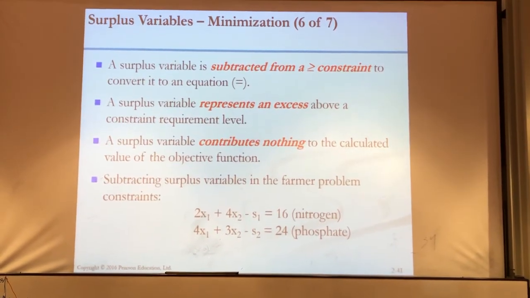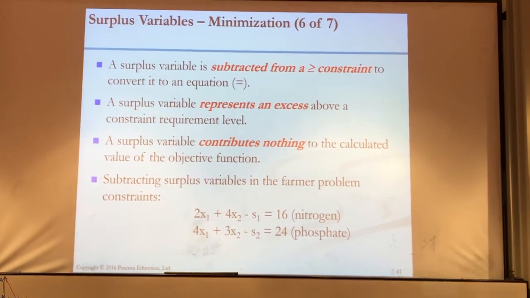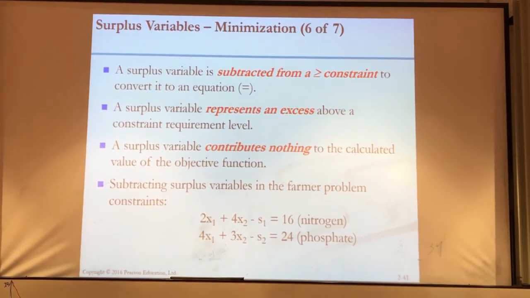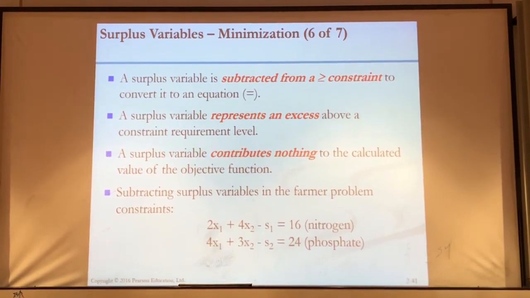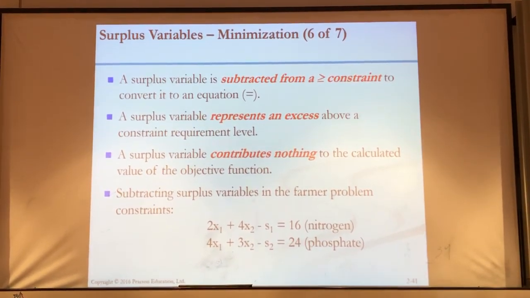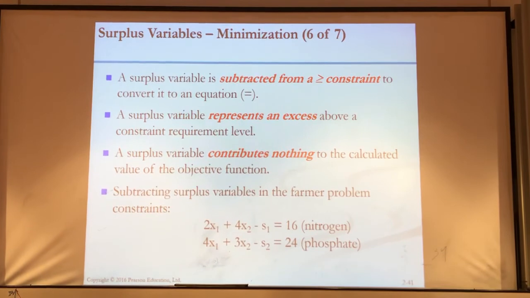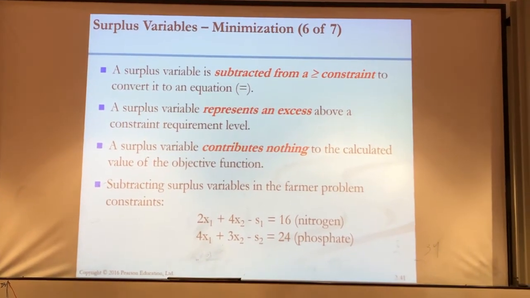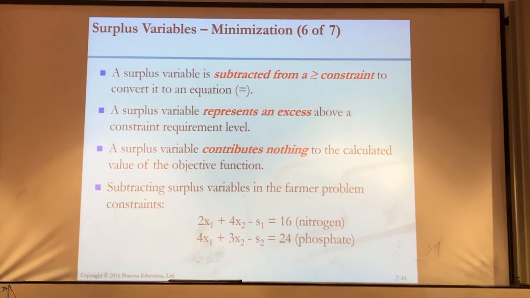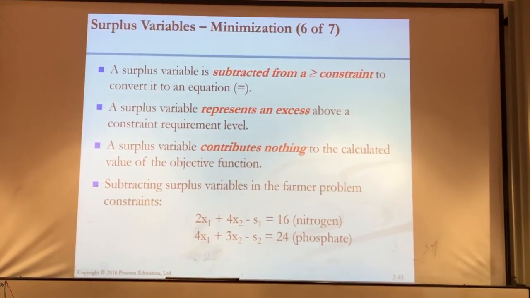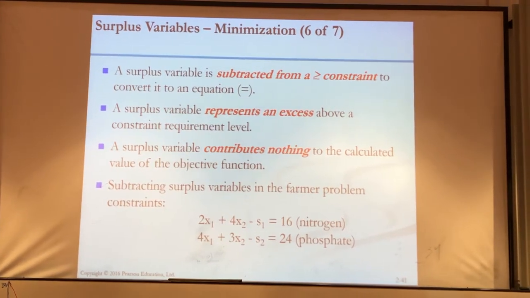This one is just adding the surplus variable. Similar to slack variables, we can add surplus variables with negative sign to make it equality. All right. A surplus variable is subtracted from a constraint to convert it to an equation.